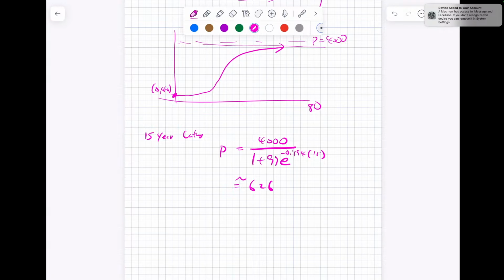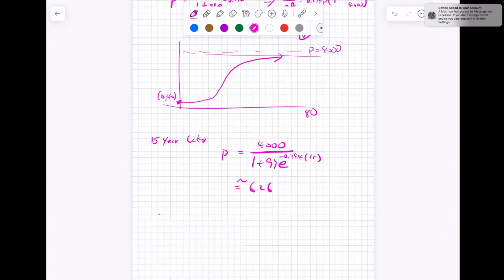Okay, so part D, the limit as t approaches infinity. What will happen if t approaches infinity? If I have a P equation that says 4,000 over 1 plus 99 e to the negative 0.9194 t, so if t approaches infinity, what will happen? It will not become 0. It will become 4,000.